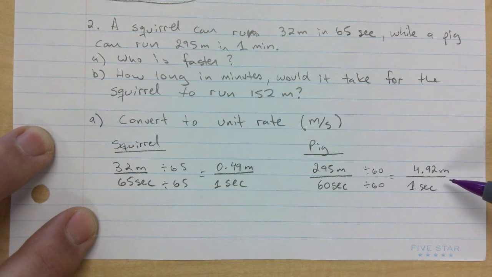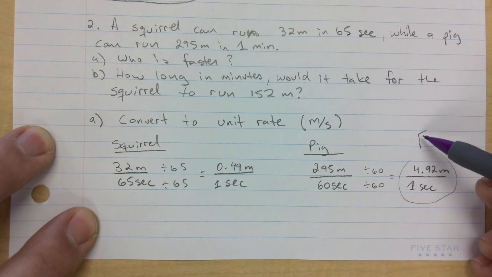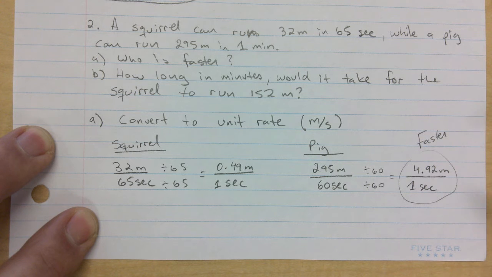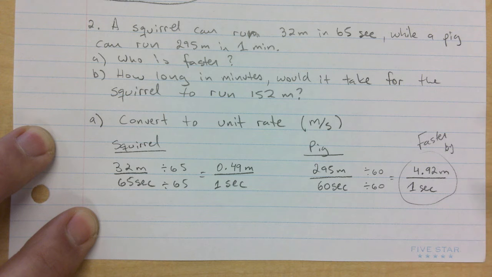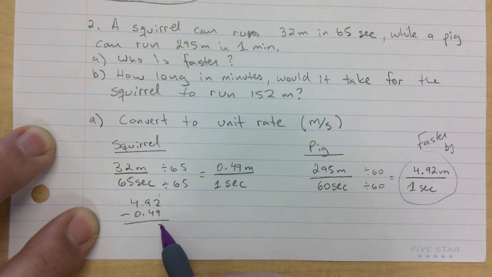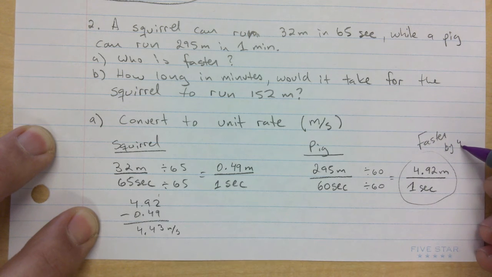4.92 meters per second here. So obviously, in this case, pig is fast. This is faster. Pig is faster. By how much? Let's answer that. Somewhere on this paper you would do the math, right? So you go 4.92 minus 0.49, and you get 4.43 meters per second, right? By 4.43 meters per second.